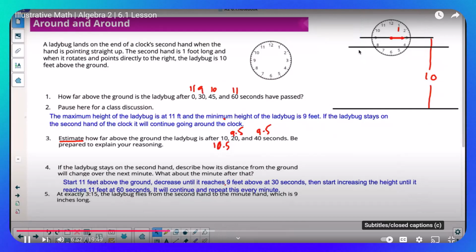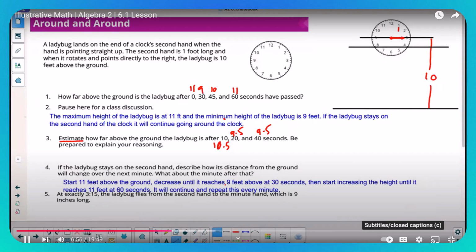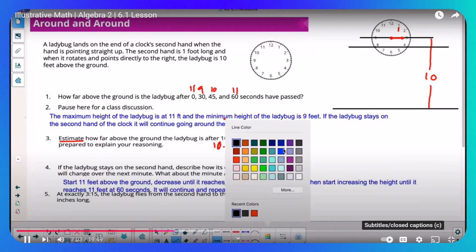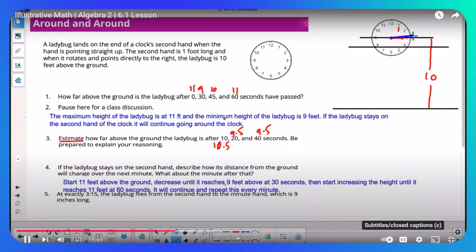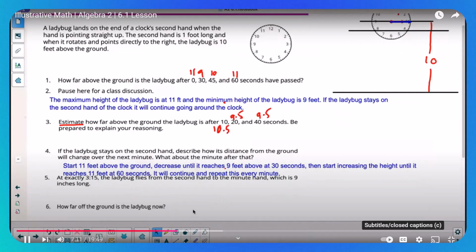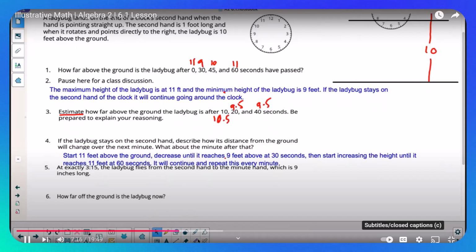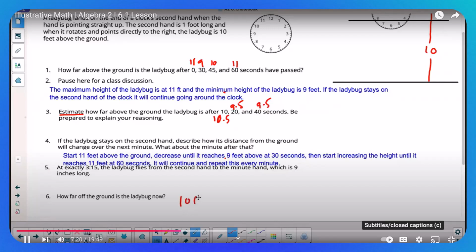So maybe if I make it like that, still the same height, I'll put another hand here in a different color. Maybe the second hand is in blue right here. If it's longer, it doesn't matter. The height's still the same. It's going to be 10 at 3:15. So this is going to be right here. It's going to be 10 feet. Okay.